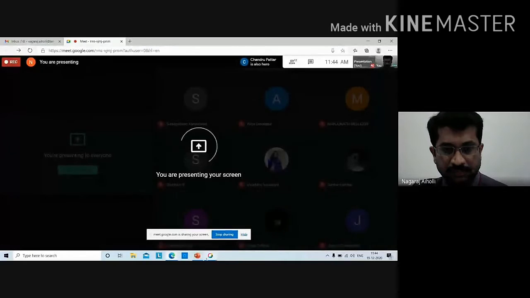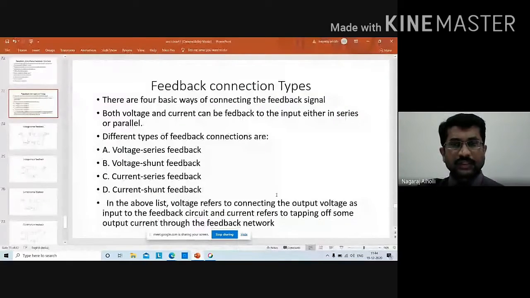So we're discussing the feedback amplifiers, right? Let us continue with the feedback amplifiers. So this is about the feedback connection types that I had started in the previous class.